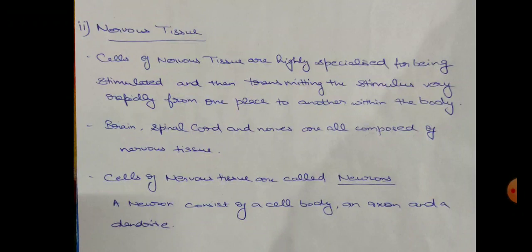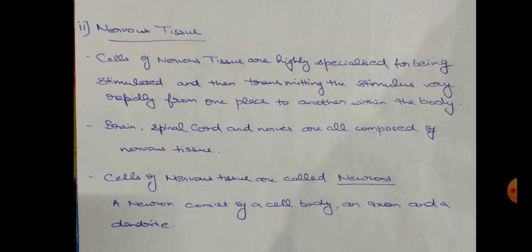Otherwise, if you are touching a hot object and the stimulus does not come quickly, then what will happen? It can burn your hand if you do not remove the hand quickly. It occurs within a fraction of a second. Even it does not take seconds. Means you touch the hot object and you immediately remove. It means that the sensation went to your nervous system, nervous tissue, and then immediately it responded and you removed the hand. Clear? So that's why the cells of nervous tissue are highly specialized for being stimulated.